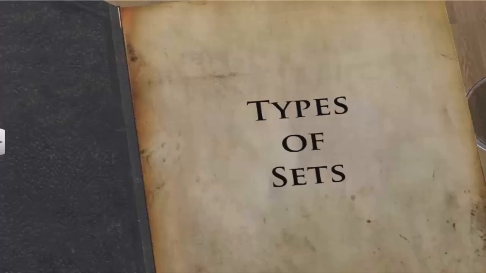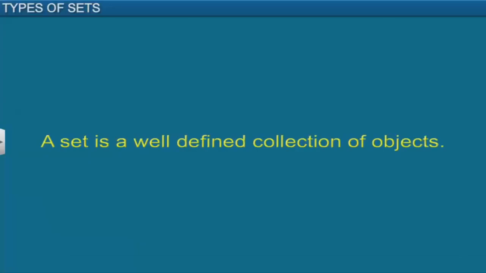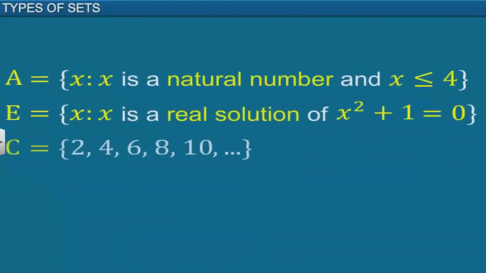In this module, you will learn about different types of sets. A set is a well-defined collection of objects. We encounter various kinds of sets in mathematics. These sets are classified into different types based upon the properties exhibited by them. We will understand these properties by taking some sets.